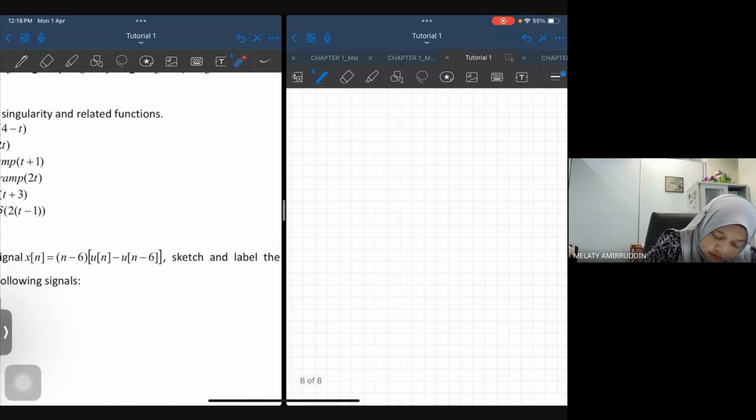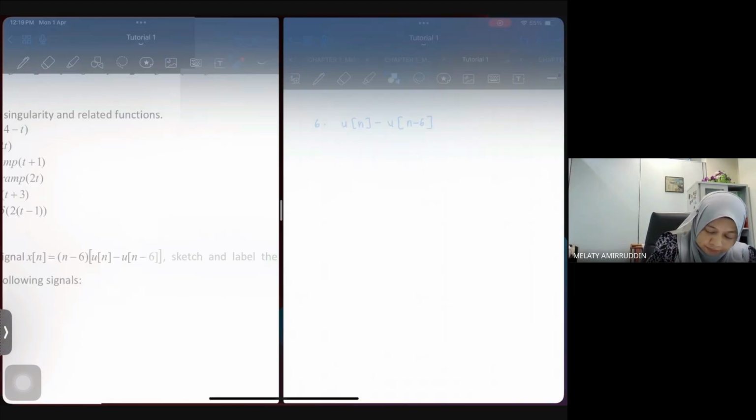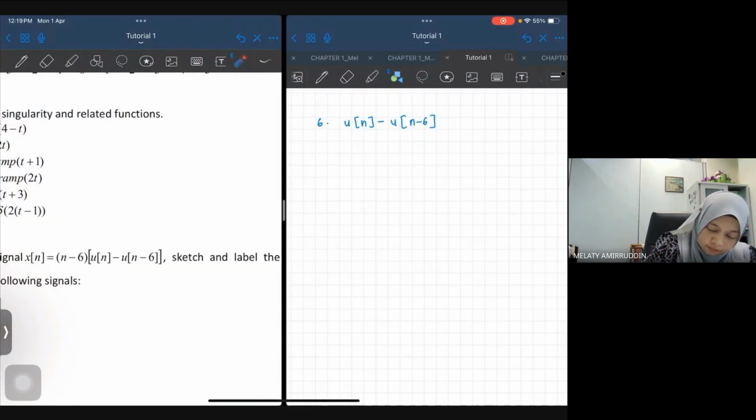Question 6. u[n] minus u[n - 6]. So you need to draw u[n] and u[n - 6]. Wait, I will write the question: x[n] = (n - 6)[u[n] - u[n - 6]].